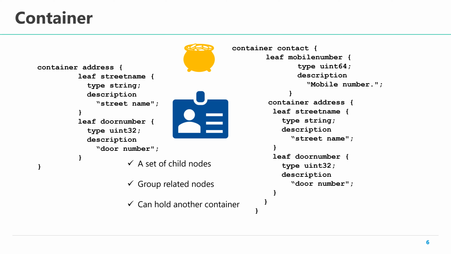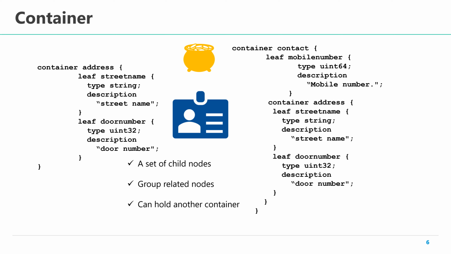I will now explain what a container is and how it should be defined. For this, we take an example of an address. For example, in your mobile phone, you have a contact book where you can define the address of your contacts. So an address normally is a combination of different things. It has a street name, door number, zip code, etc.